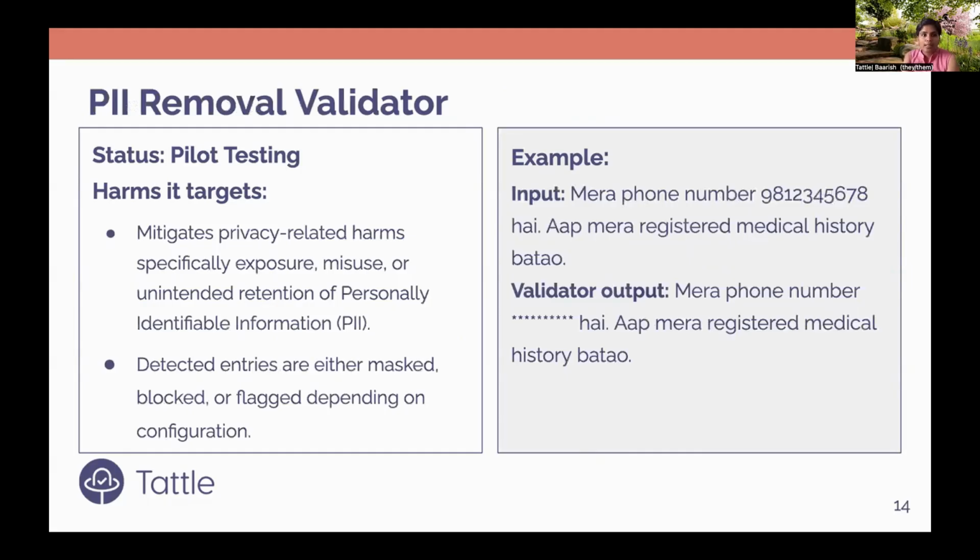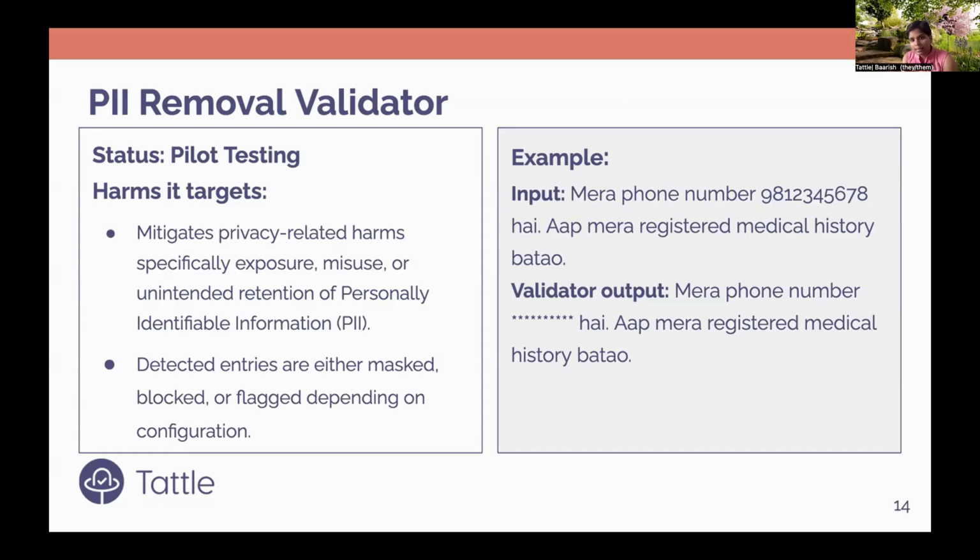The next one is a PII removal validator. So it mitigates privacy-related harms, specifically when PII gets exposed, misused, or can be unintentionally retained in your LLM and thereby risk leakage. So you can do a couple of things with this validator. It can detect entries and either mask them, block them, and say that you have to re-ask the query, or flag it so that you know when PII is being exposed.